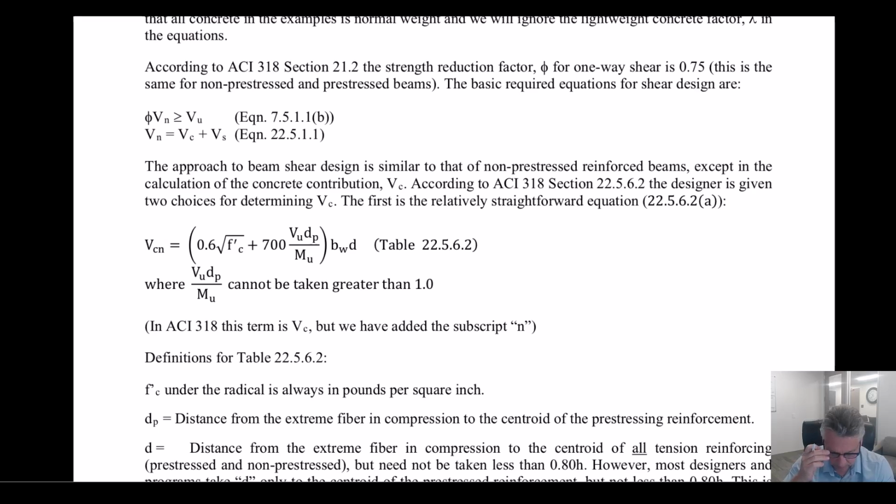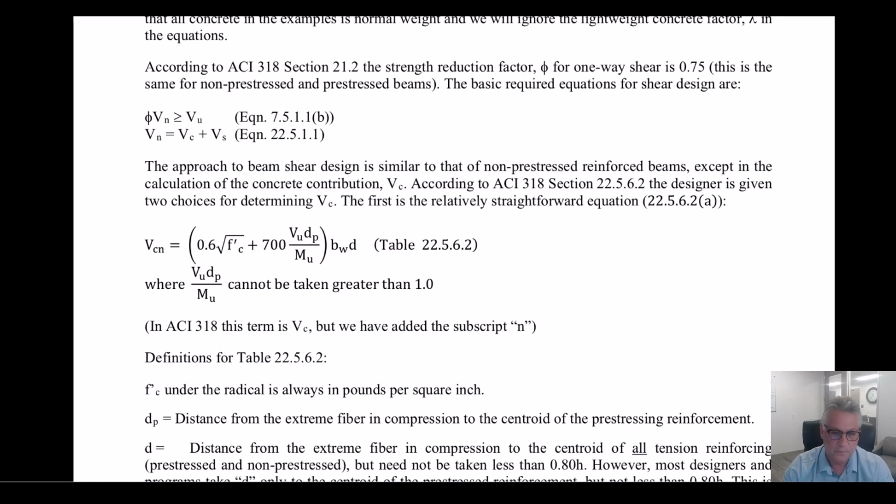So the VCN equation, we only have to use this one. And what does it look like? Well, here it is. We start off with some amount of square root F prime C. Why 0.6, nobody knows. Then we add 700 times these values. Now the first thing that jumps out at me when I see this equation, and this is specific to pre-stressed concrete, is that there's not a single thing, in my opinion, in this equation that has anything to do with pre-stressed concrete. There is a depth to the pre-stressing, which is really just another D, but that's it. What this equation actually has to do with pre-stressing is anybody's guess. But it's in the code, so we're going to go with it.